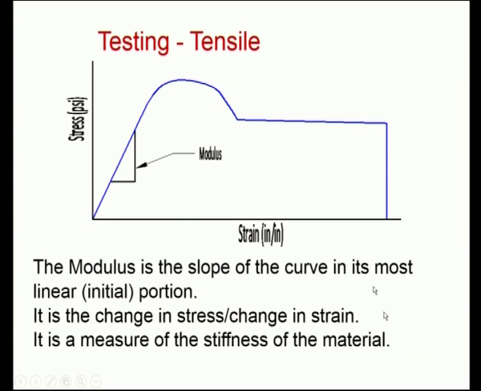Now, we will see one by one. First, the modulus. The modulus is the slope of the curve in its most linear portion, or the initial portion. Simply fit a tangent to the initial portion, and from the slope we can find the modulus. This is stress and this is strain. In fact, it is the change in stress divided by the change in strain, the ratio between these two. It is a measure of the stiffness of the material, how stiff the material is. If the material is more stiff, then the curve tends to go nearer to the y axis.